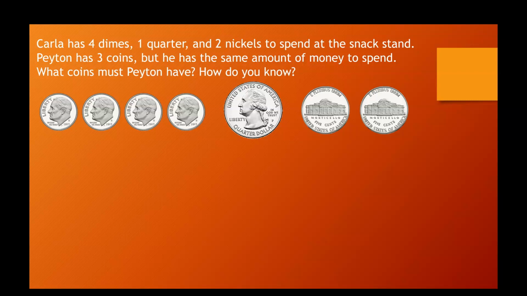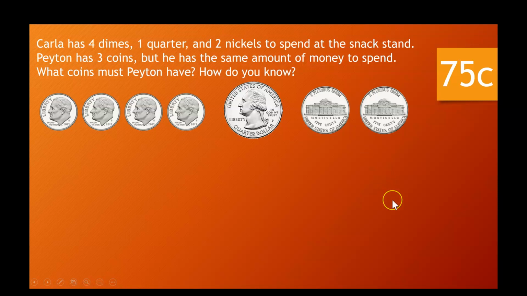Okay, so the first thing we need to do is figure out how much money Carla has. Well, let's start with the biggest amount, and that's 25 cents. So 25, and now let's count up by tens. 25, 35, 45, 55, 65. Now let's count up by fives from there with these nickels here. So we had 65 cents, 65, 70, 75. So we have 75 cents here. That's how much Carla had.